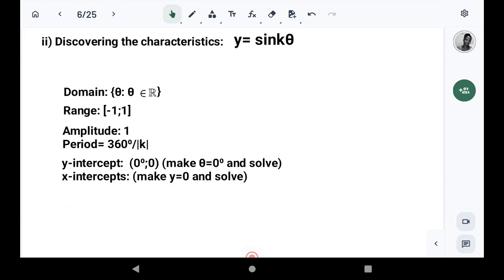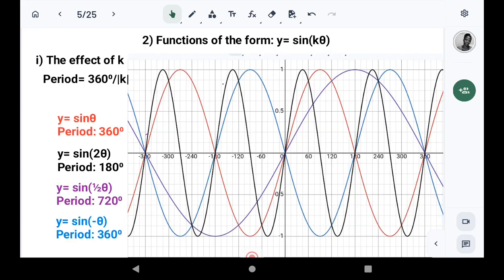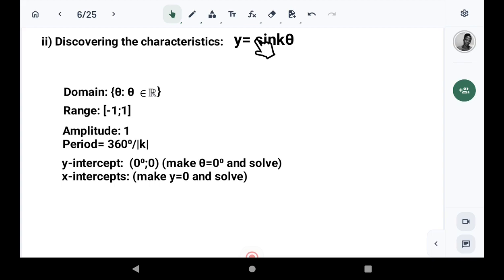Now let's look at the characteristics of y equals sine k theta. Your domain is an element of real numbers. There is no place along the x-axis where your graph is undefined. The range is between -1 and 1 because your amplitude is 1, and the reason is that your a equals 1 here. The period is obviously 360 degrees divided by the absolute value of k.